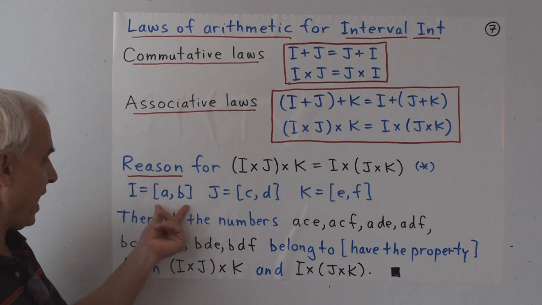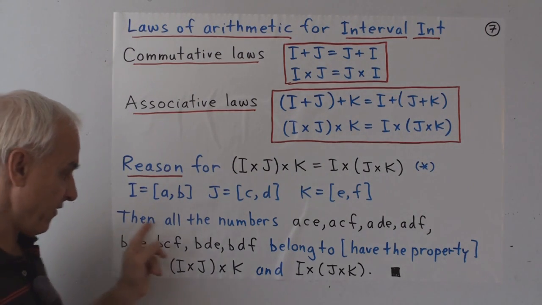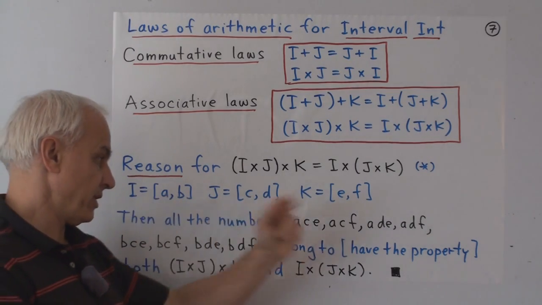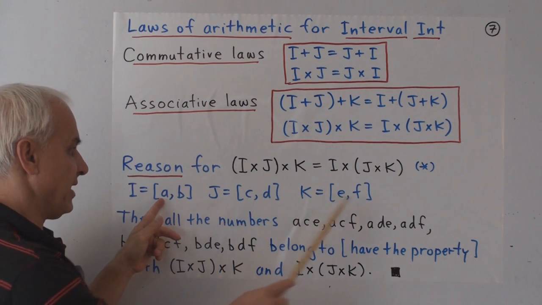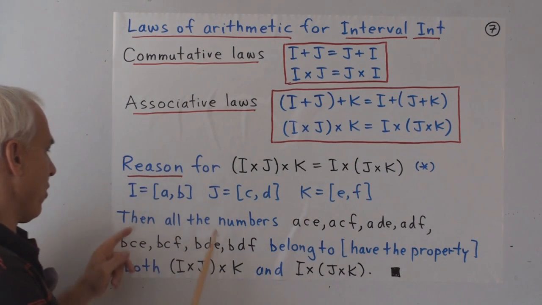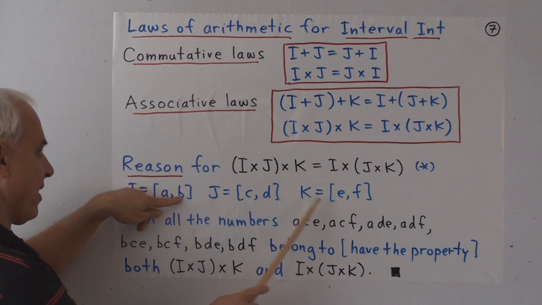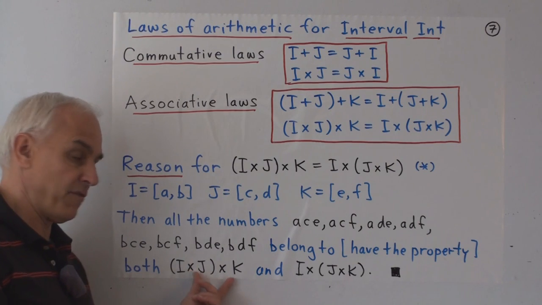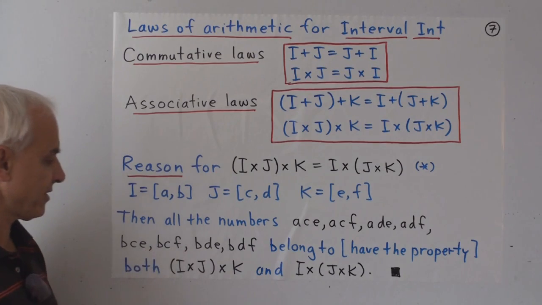Suppose the intervals happen to be A, B, C, D, and E, F. Then what you should think about is all the 8 numbers that you can get by multiplying one of these endpoints with one of these endpoints with one of these endpoints. So A times C times E, or A times C times F, A times D times E, or A times D times F, or B times C times E, or B times C times F, or B times D times E, or B times D times F. The endpoints of both of these intervals are going to belong to these lists.